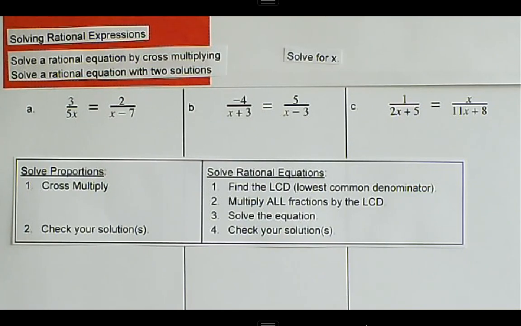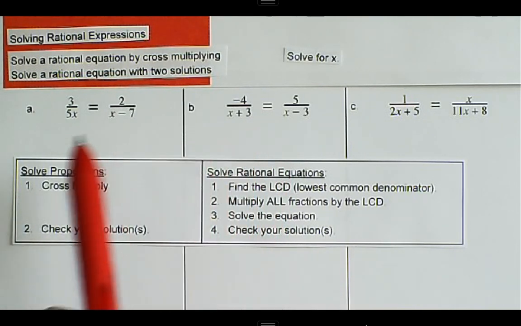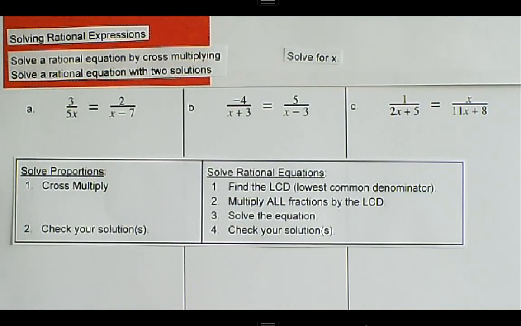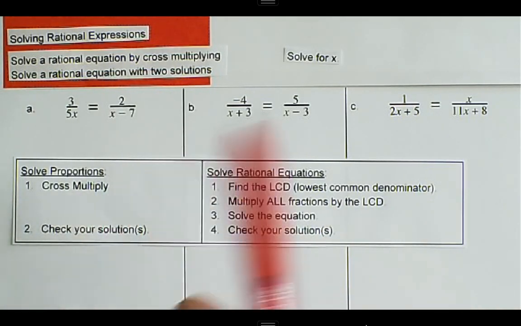We're talking about solving rational expressions, and for this first example, we want to solve a rational equation by cross multiplying. So the steps for this one are cross multiply and then check your solution. You see, for both of these steps, the last process is check your solution, because anytime that we have a variable in the denominator, it cannot be 0. So we have to make sure that each one of these fractions will work and they're not going to be undefined.